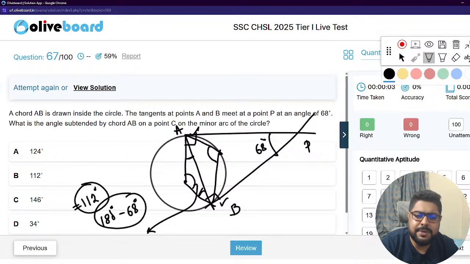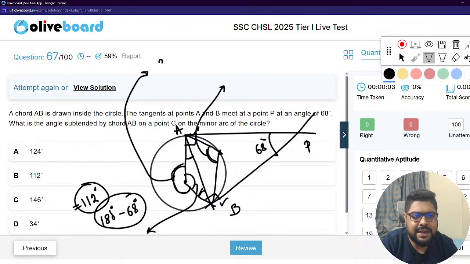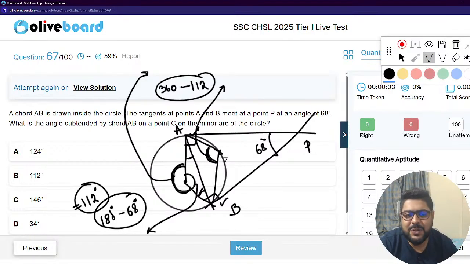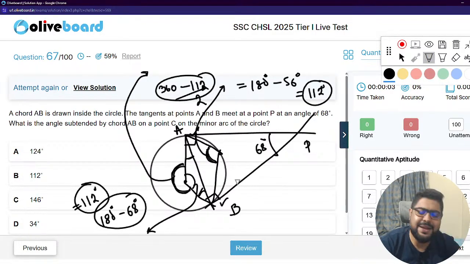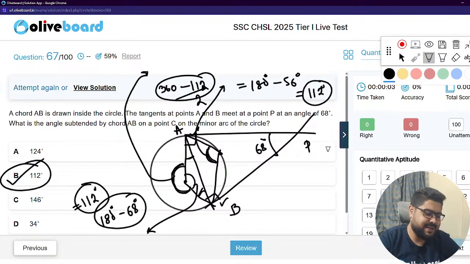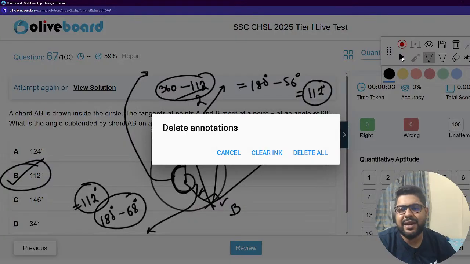To figure out this particular angle, we will find it, sir. If this is 112, can anyone tell me this angle? This angle will be 360 minus 112, and this is the central angle, and this is the angle made on the circumference. So this angle will be half of it. So 180 minus 56 degrees, again it will be 112 degrees, option B. Option B will be your correct answer, sir.